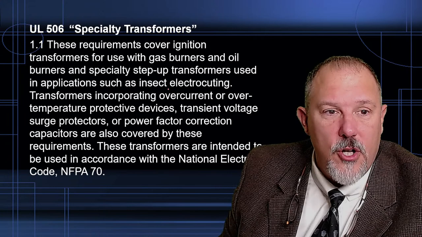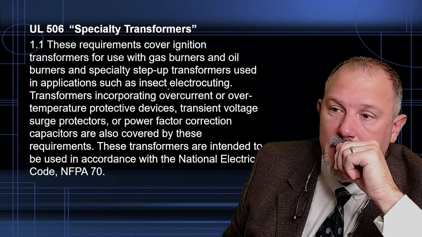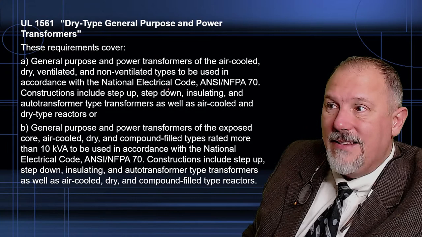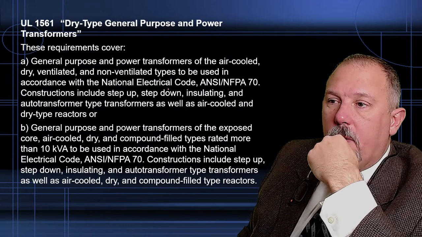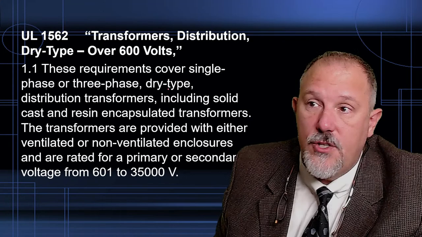Transformers incorporate overcurrent, over temperature protective devices, transient voltage surge suppressors, and power factor correction capacitors, also covered by these requirements in UL 506, intended to be used in accordance with the National Electrical Code. UL 1561, these are your general purpose and power transformers of the air-cooled, dry ventilated, non-ventilated types in accordance with NEC. General purpose and power transformers of exposed core air cord, 10 kVA. So this is giving you the requirements, and you can always pause this later and read it. UL 1562, this is from 601 volts to 35,000 volts.